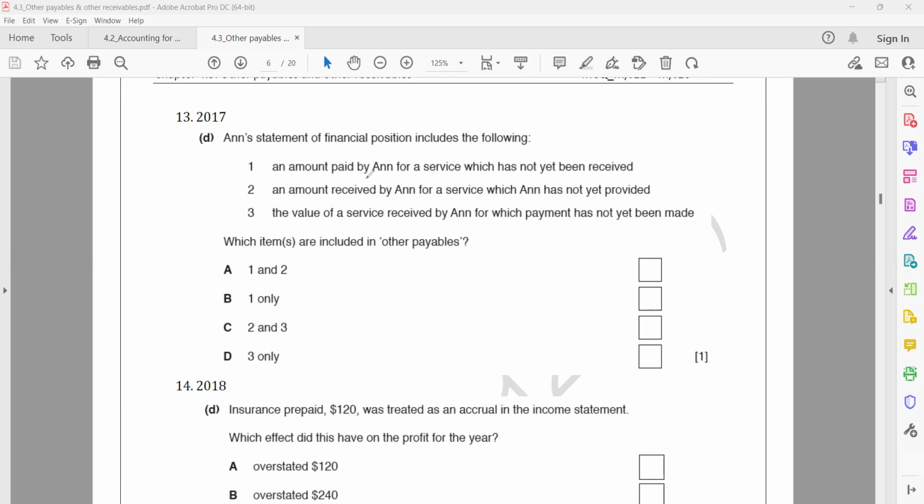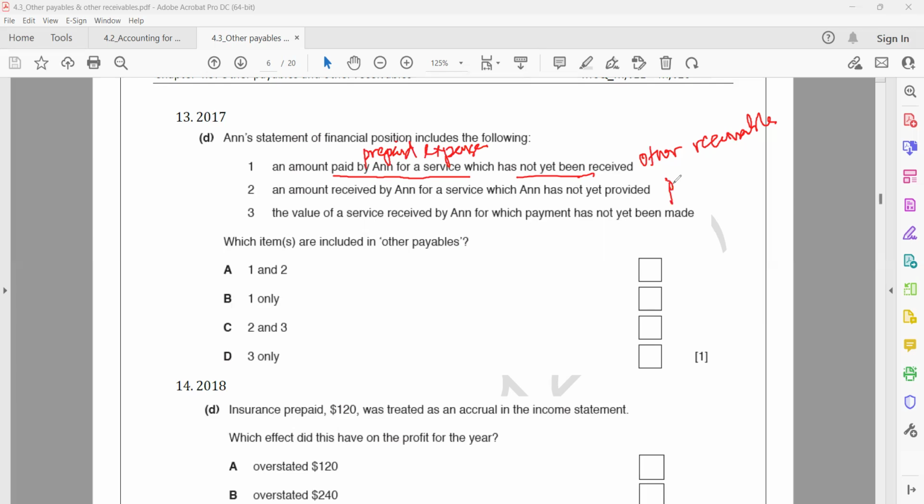An amount paid by N for the service which has not yet been received. Paid by N, which service not yet received. This is the other receivable, so-called what paid by N for service. That means other receivable has not yet been received. Okay, so this is a prepaid expense. Other receivable.